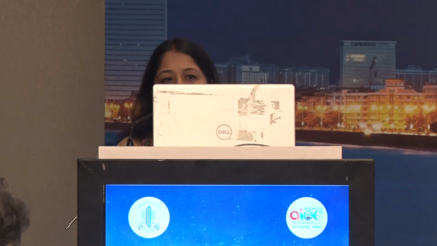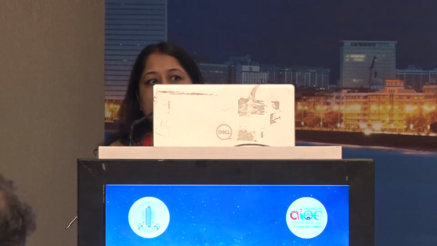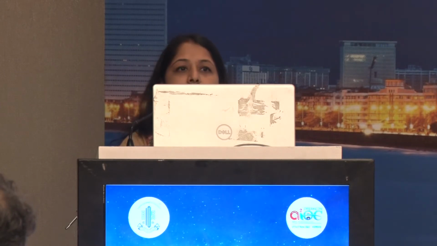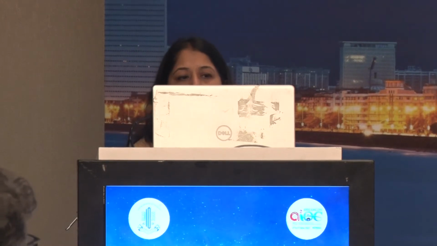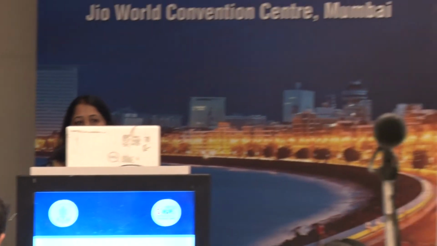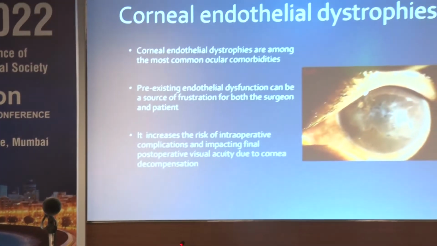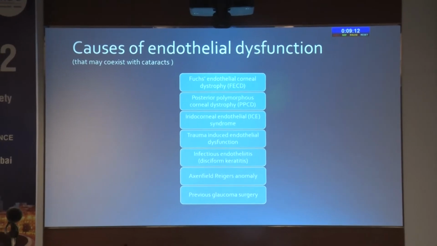Corneal endothelial dystrophies are one of the most common ocular comorbidities that we come across while seeing cataract patients, and it can be a source of frustration for both the surgeon and patient, increases the risk of intraoperative complication, and impacts the final visual outcome.